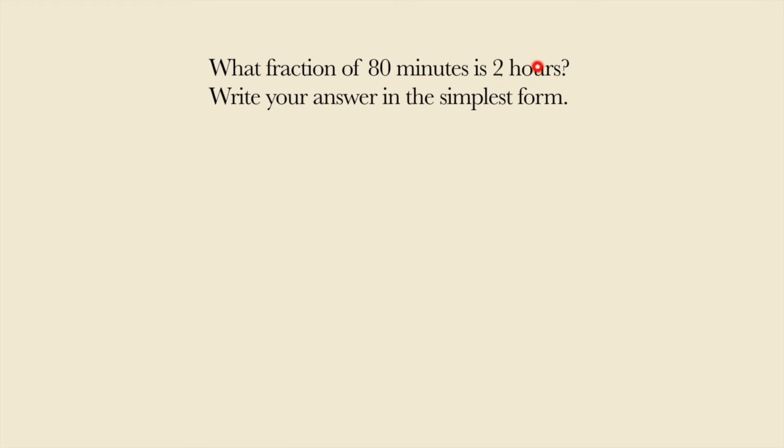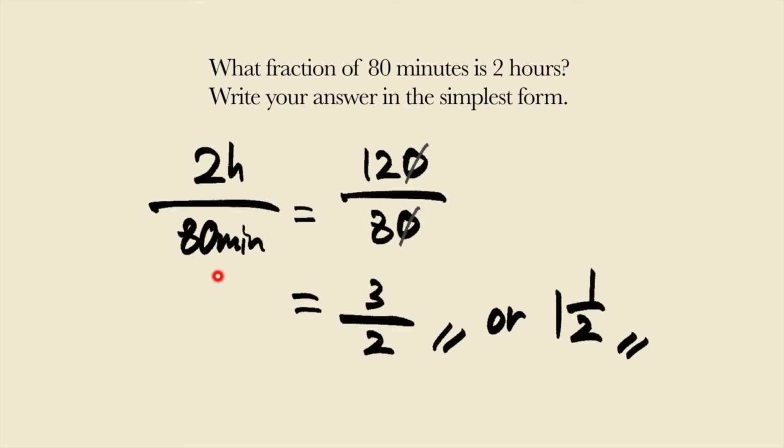Now, you know 80 minutes versus 2 hours. This number is larger, right? But please do not be thinking the larger number should always be the denominator. Look at this, what fraction of 80 minutes? So 80 minutes is the denominator here, and 2 hours is the numerator. So convert to minutes, you get 120 out of 80, cancel the zeros, you get 12 over 8, which gives us 3 over 2 or 1 1/2.